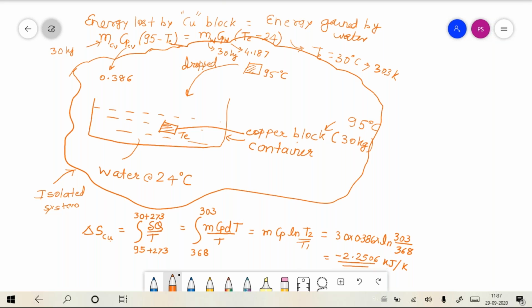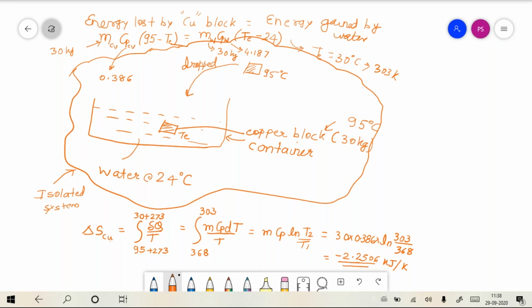Now, why do you find that the entropy of the copper block is decreasing? What is the reason? Yeah, Sairaj is correct. Because I had told you that along with the heat flows the entropy. So the heat is being rejected by the copper block. Hence its entropy would decrease.